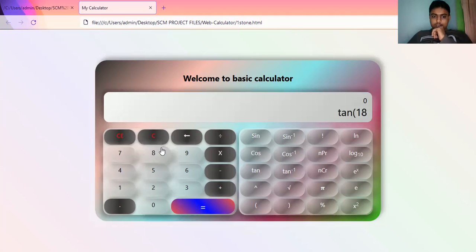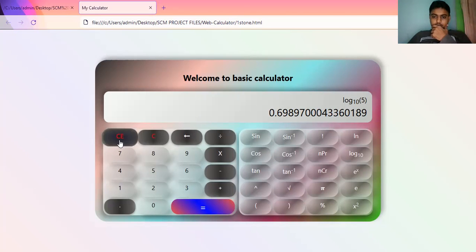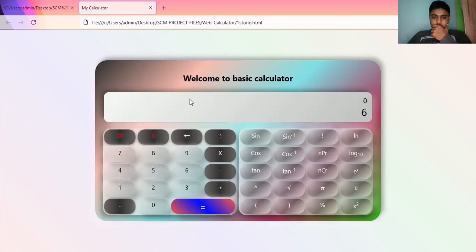And tan of 180 degree will be minus 1.2 e. And log ratios will also be handled by this calculator. Log 5 will be 0.6. And percentage of 6% is 0.06.